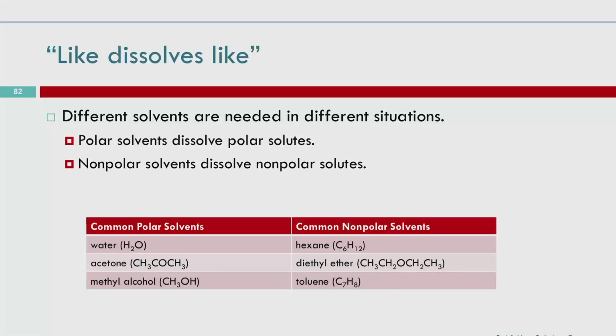Polar solutions are made of polar solvents, polar liquids, with polar solids dissolved into them. So this would be like salt water. Nonpolar solvents dissolve nonpolar solutes. So things like fats and oils and greases and stuff would dissolve into nonpolar solvents. Some common polar solvents are things like water, acetone, methyl alcohol, ethyl alcohol, that's the one you can drink. And then common nonpolar solvents, things like hexane, diethyl ether, toluene, and other such stinky and carcinogenic compounds.